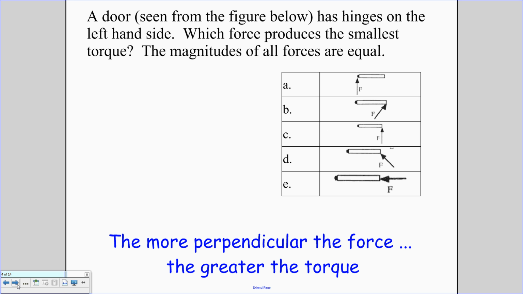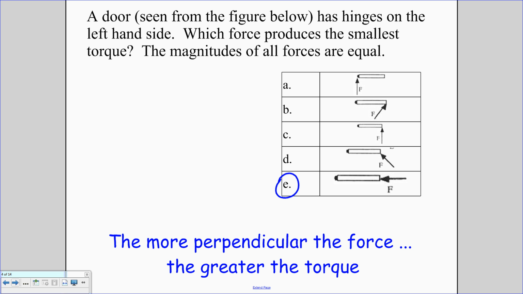All right, let's look at an example. A door seen below produces a torque, and they want to know which of the forces would produce the least amount of torque. The more perpendicular the force, the greater the torque. So if we're looking for the least torque, we're looking for the least perpendicular. Well, that would be E.